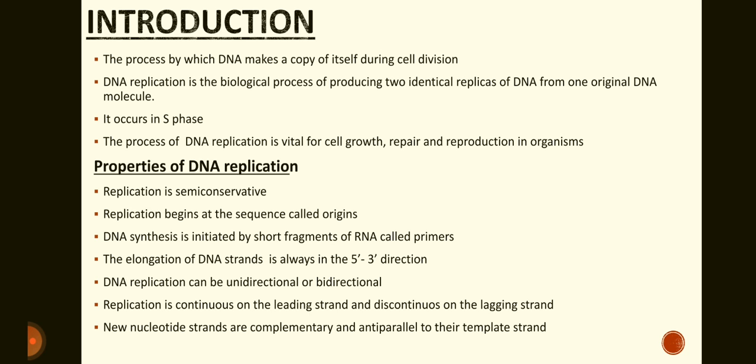If DNA replication is bidirectional, it means that replication is moving along in both directions from the starting point. This creates two replication forks which move in opposite directions. And if DNA replication is unidirectional, it means that only one replication fork is formed.